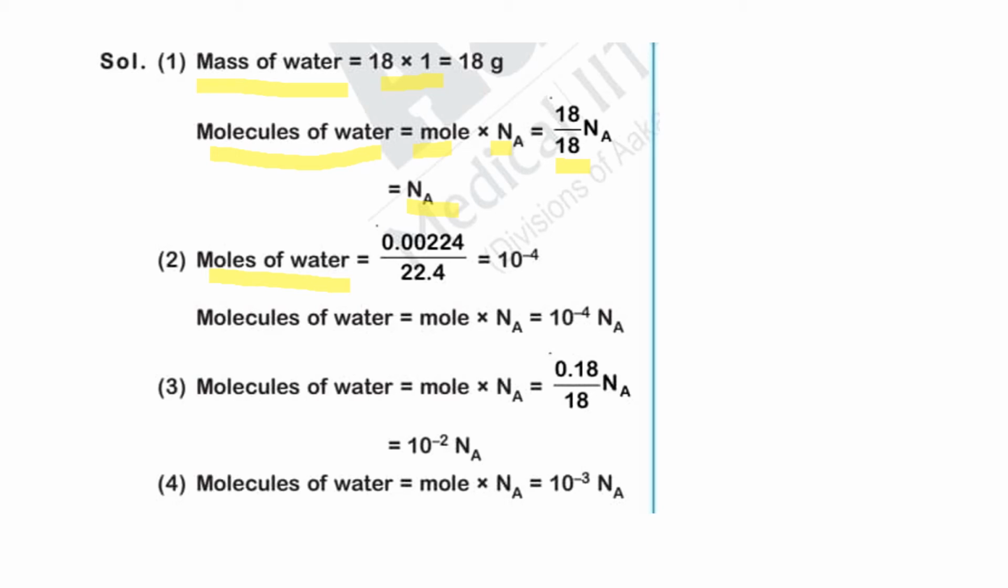Okay. So the moles of water is equal to now 0.00224 upon 22.4, and the answer is 10 raised to minus 4. So the molecules of the water will be 10 raised to power minus 4 Na.